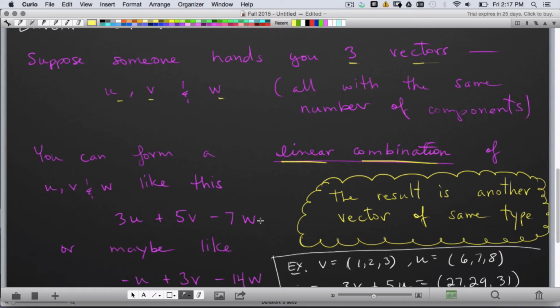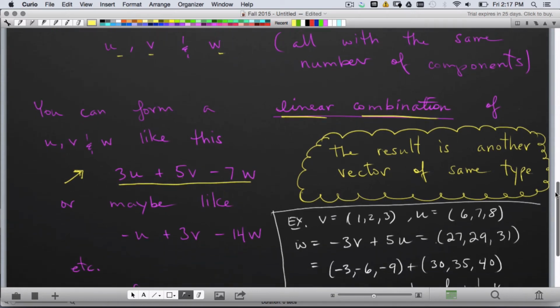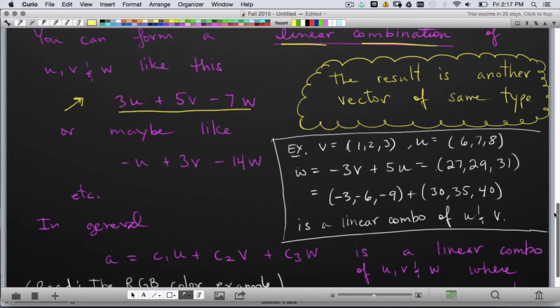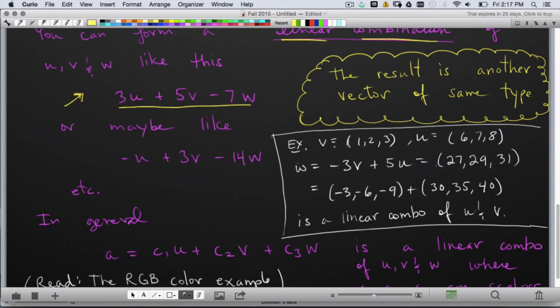This entire expression is actually a single vector, and it's called a linear combination of u, v, and w. It's got a little bit of u, a little more v, and then the opposite direction of w, all composing the vector. So for an example, if we have the vector v, which is 1, 2, 3, and the vector u, which is 6, 7, and 8, we can form a linear combination w as taking negative 3 times v plus 5 times u.